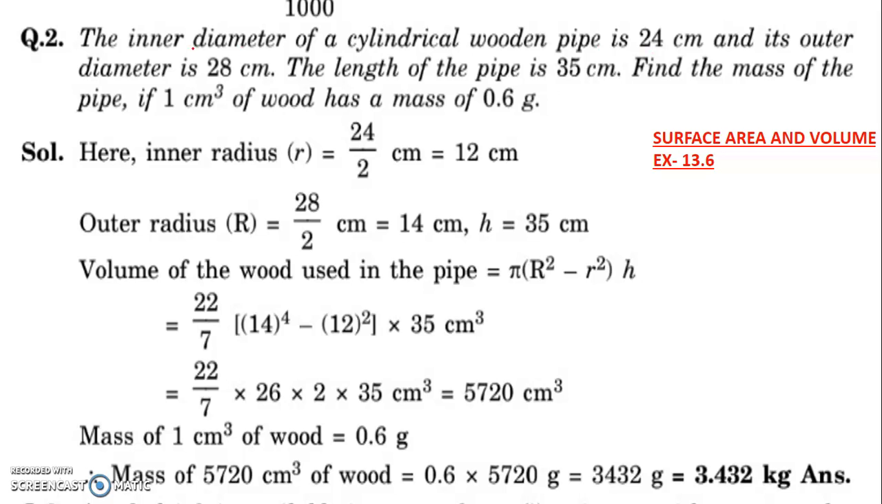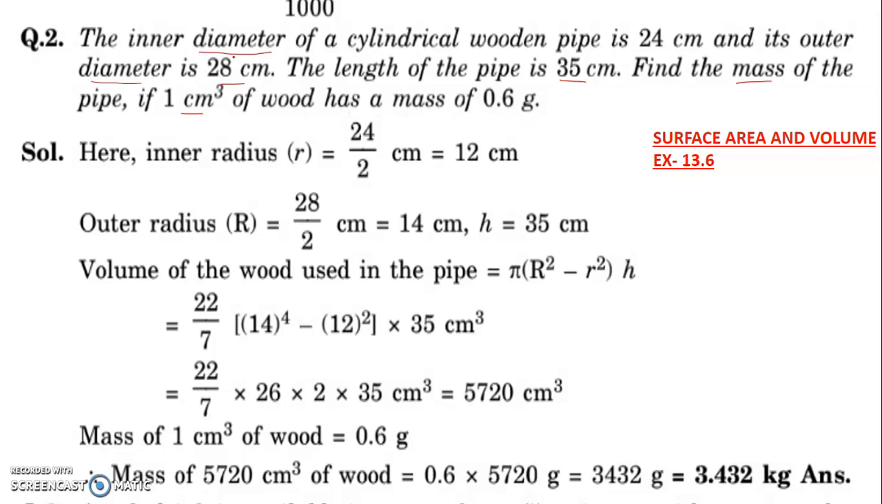So the inner diameter is given, students. See, diameter, not radius, and its outer diameter is 28 centimeters. Then the length of the pipe is 35 centimeters. Okay, find the mass. The question is not saying volume, it is saying find the mass of the pipe if 1 centimeter cube of wood has a mass of 0.6 gram.